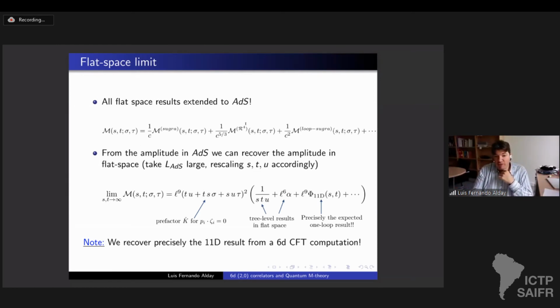And if you do that from these results, first, we obtain a prefactor, which is this quadratic coefficient, and one can actually show that this prefactor exactly coincides with k hat, the prefactor that we had in the flat space amplitude. Then we have these results that agree exactly with the results at tree level, and then, quite remarkably, exactly the 11-dimensional box integral. Notice that, in particular, this reproduces the one loop result in 11 dimensions, and we have recovered the 11-dimensional result from a 6-dimensional CFT computation. So we are really seeing that the bulk dual of the 6D (2,0) theory has to be 11-dimensional.